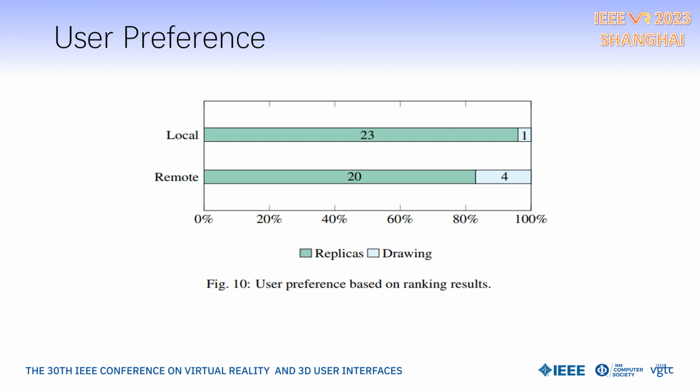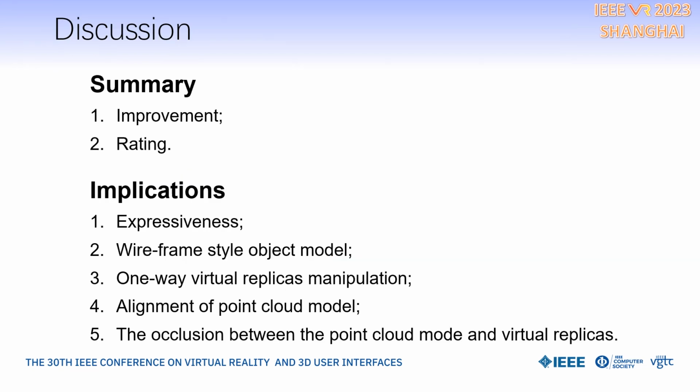23 of the local user role participants gave their preference to the replica manipulation spatial communication cues, and 20 of the remote expert role participants chose the virtual replica manipulation spatial cues as their favorite. Altogether, our user study results indicated that the virtual replica manipulation spatial communication cues actually improved mixed reality remote collaboration, and most participants gave a high rating to the virtual replica manipulation spatial cues.